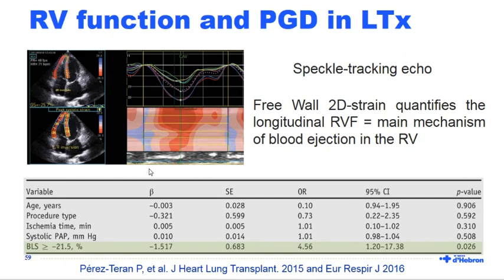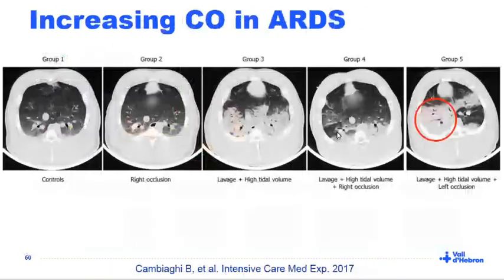But to have a very well-trained ventricle may not be also good. If you increase cardiac output, you may also increase shunt. We described it in lung transplant patients using speckle tracking echo, where right ventricular function was the only variable associated to higher incidence of primary graft dysfunction.